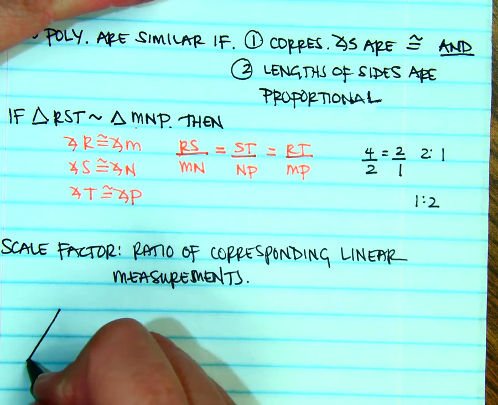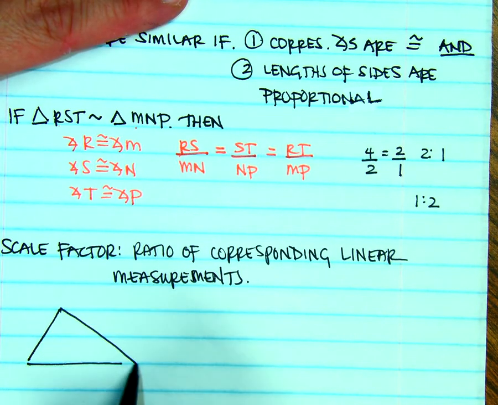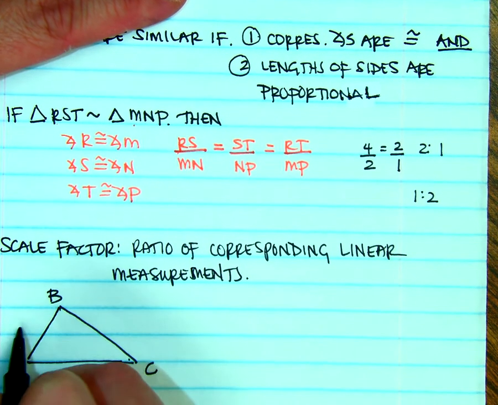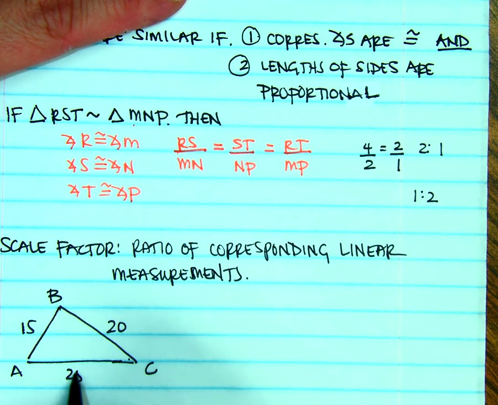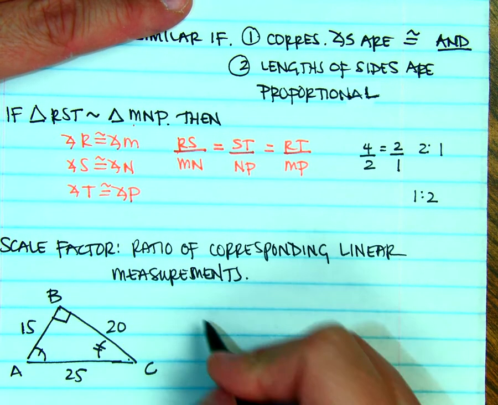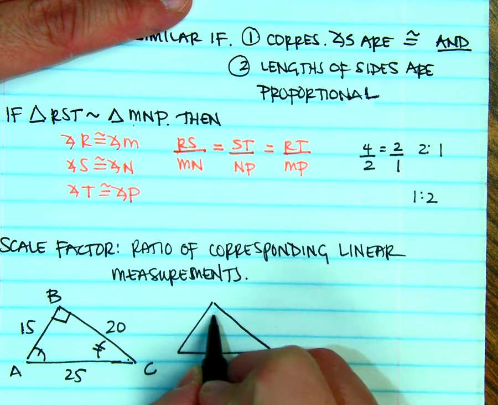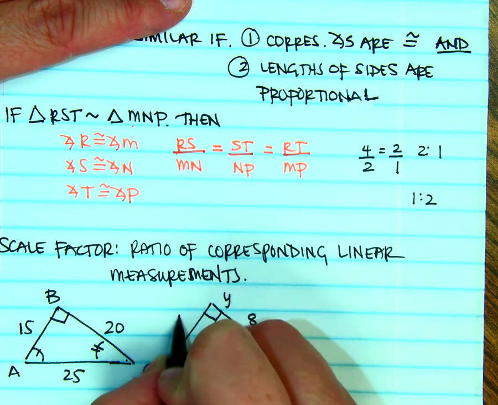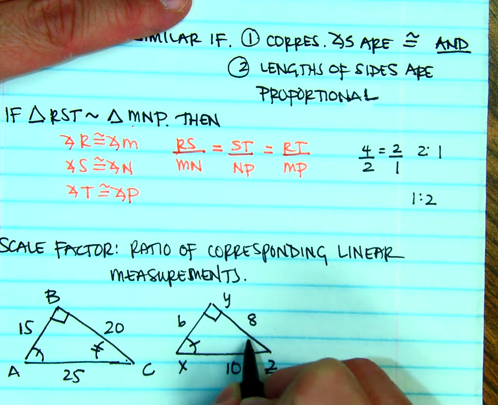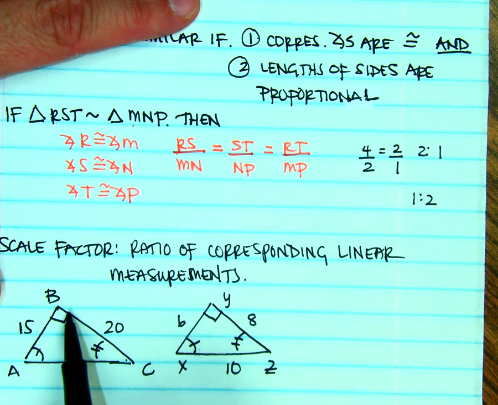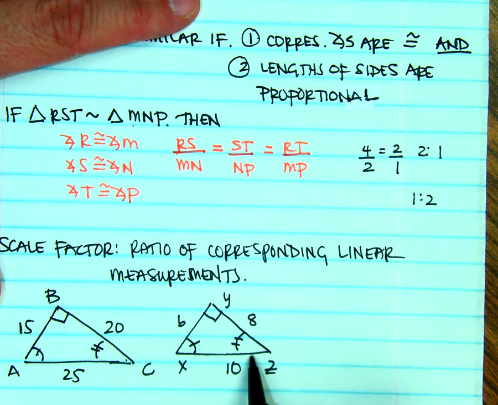So if we look at triangle ABC, and it has measurements of 15, 20, and 25. Make that a right angle. Okay, so the first thing I'm going to notice is that all of the corresponding angles are congruent. So these angles are congruent, these two angles are congruent, and then finally the last two angles are congruent.